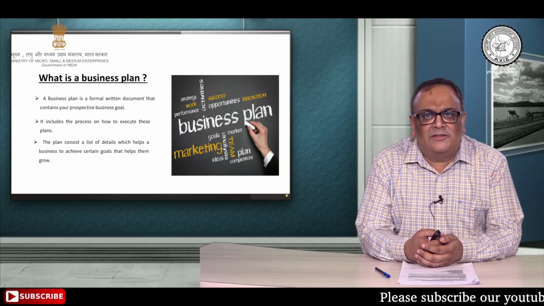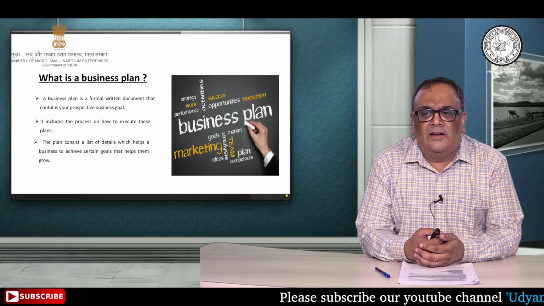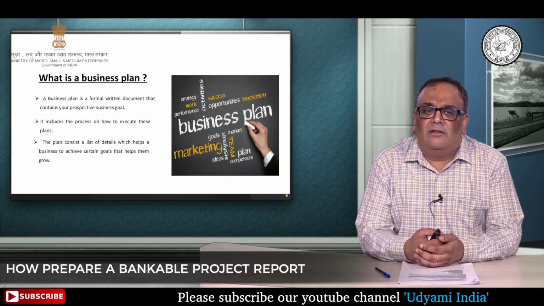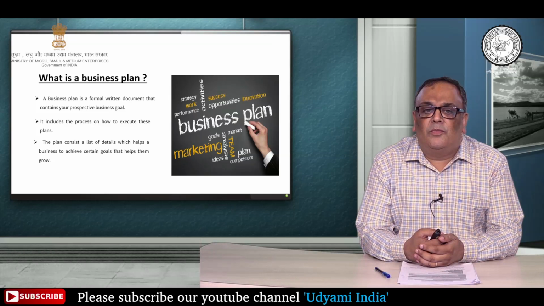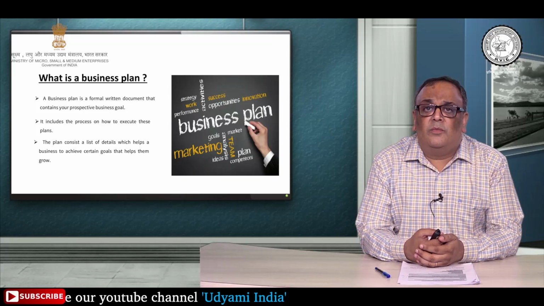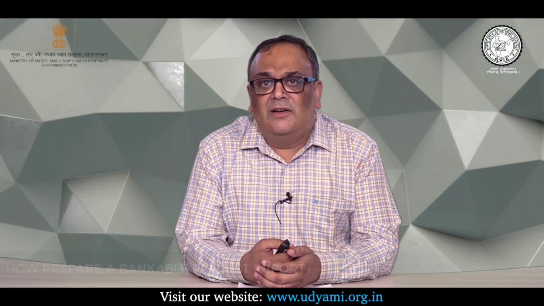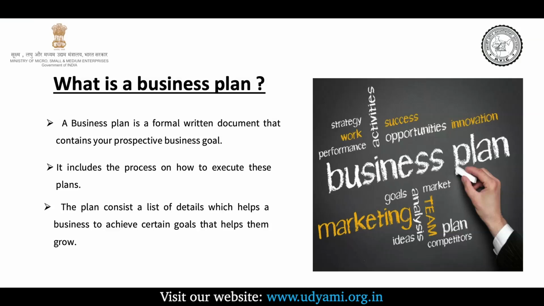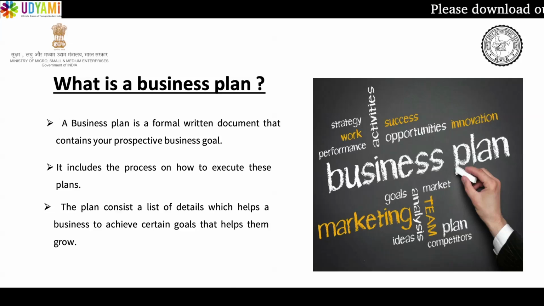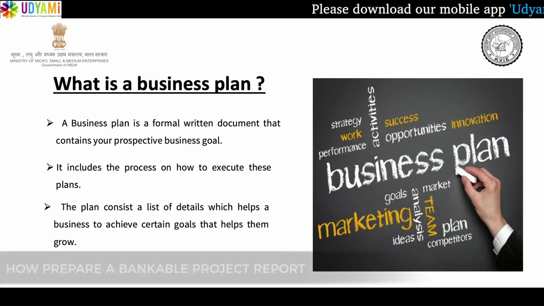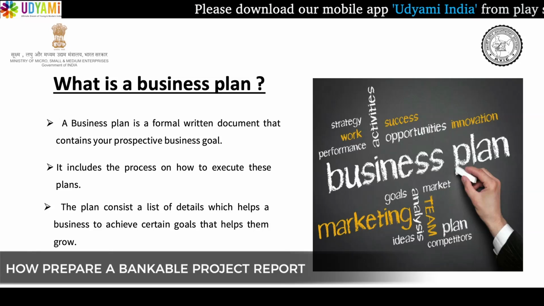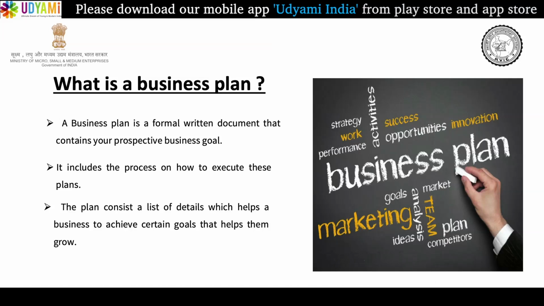So what is this business plan? If we go into detail, a business plan is a formal written document that contains your prospective business goals. That means what business you are going to do, how you are going to do it, what milestones there would be, when you will be starting your business, what your commercial date would be, and how your machinery would be set up. All these details, who the promoters are, and what the capabilities of your promoters are, are written in this business plan. It includes the process on how to execute these plans.